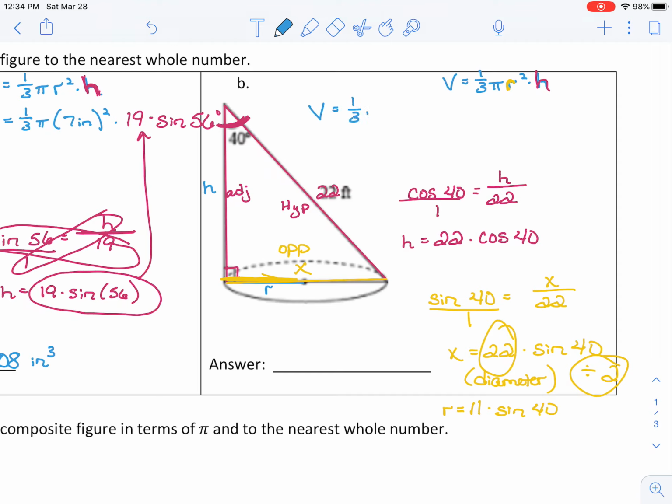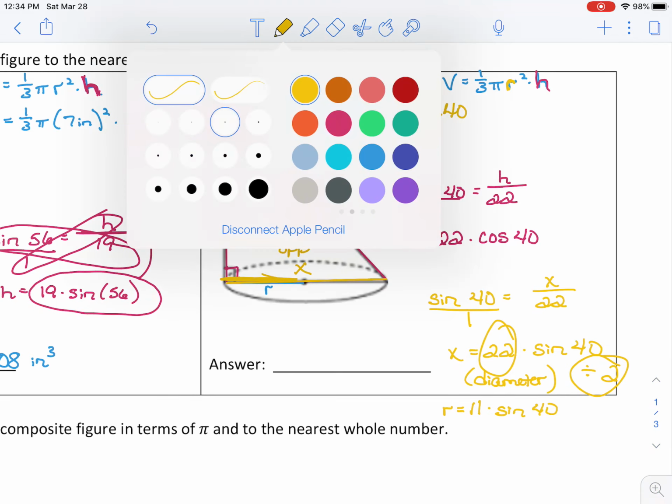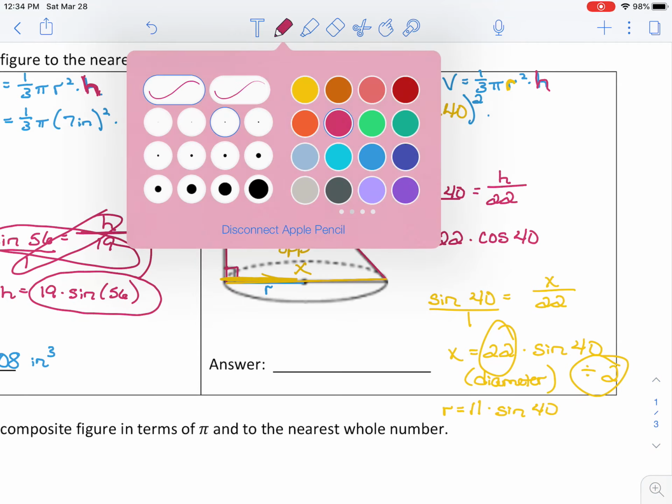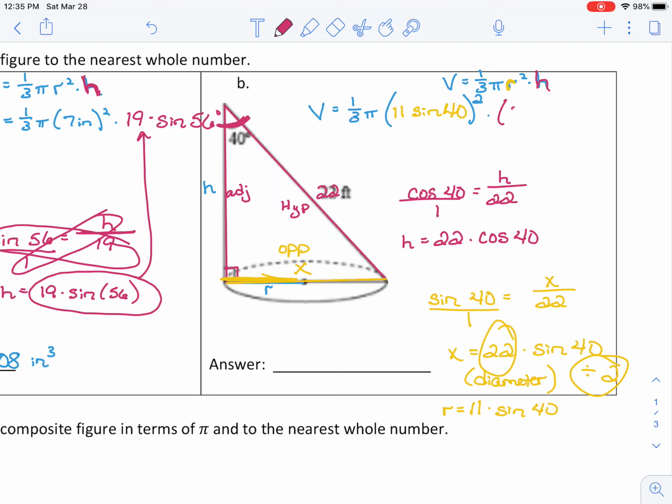So the volume will be found by 1/3 pi. The radius, I'm going to go ahead and color code this. The radius was 11 times the sine of 40. We're going to square that, so I'm going to have to use parentheses. Then I'm going to multiply by my height. The height is 22 times the cosine of 40. Really, really long, difficult problem. But we can do this.